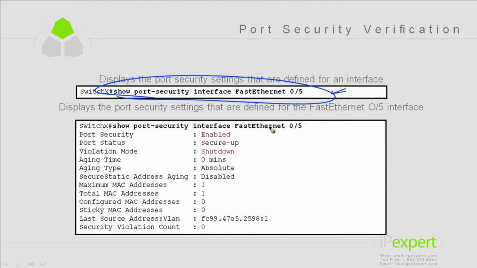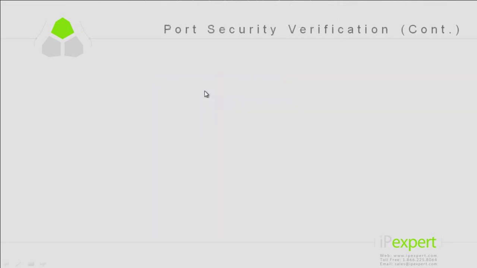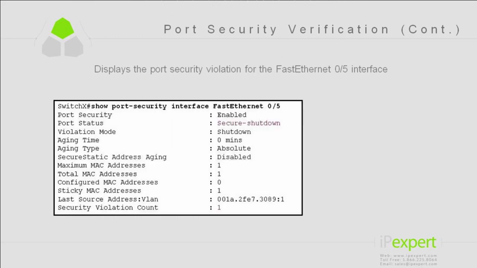So looking at this, we're going to see the output here. It's going to tell me that port security is enabled. It's in a secure-up state. The violation mode here is shutdown, and it's going to give me all of the information associated with that interface, to include the last address and VLAN that was used or accessed the system. So again, these are all important components, and like I said, we have the capability of verifying this using a number of show commands. The show commands, again, are going to be ideally this idea of show port-security.